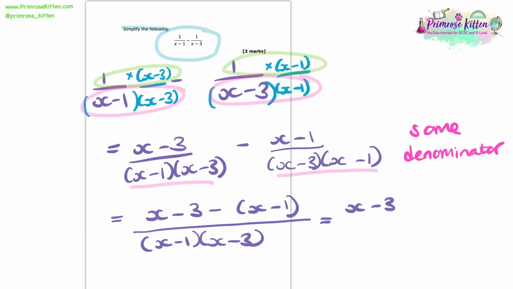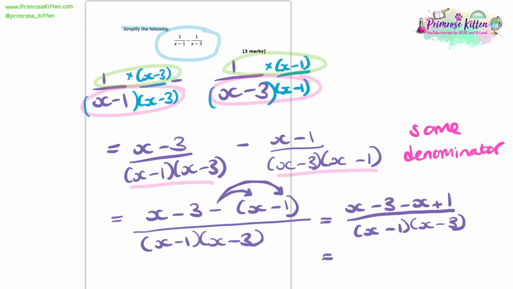So here we have x minus 3, but then it's going to be minus x. And then because it's a minus and a minus, it will be plus 1. And that's all over (x minus 1)(x minus 3). So now we're nearly there. We can just simplify the top. Here we can see we have some x's, but it's x minus x. So actually you'll see that the x's will cancel. And then you have minus 3 plus 1, which is going to give us minus 2. So here we have minus 2 over (x minus 1)(x minus 3). And that there is our answer all finished for you.